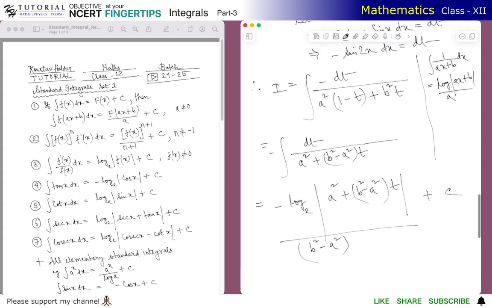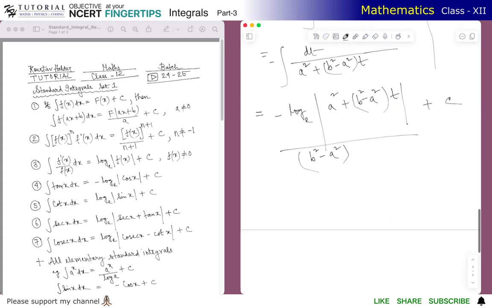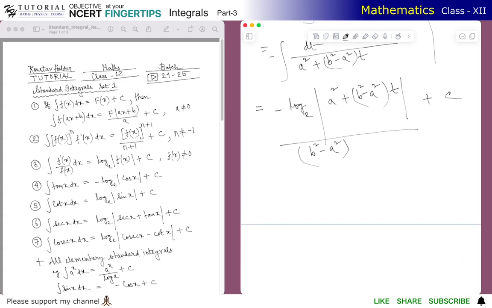Okay, and what is t? t is cos square x. So the answer will be 1 by a square minus b square log e of a square minus b square cos square x plus c.